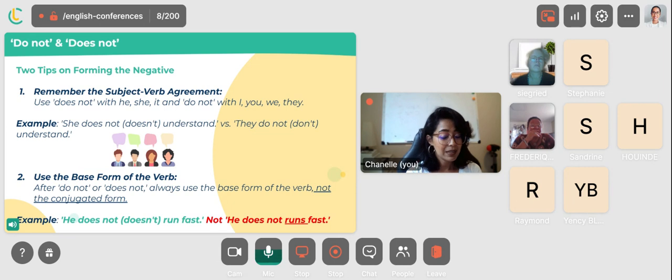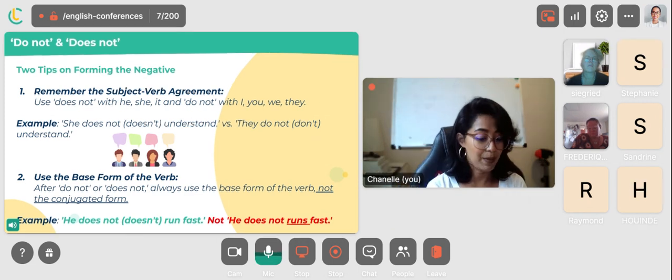The second tip is to use the base form of the verb. After do not and does not, always use the base form of the verb, not the conjugated form. For example, he does not or doesn't run fast. Not, he does not runs fast. Parce que normalement, on a la conjugaison avec le S pour troisième personne. Mais on a déjà conjugué l'auxiliaire. Ça veut dire qu'on n'a pas besoin de conjuguer le verbe principal.